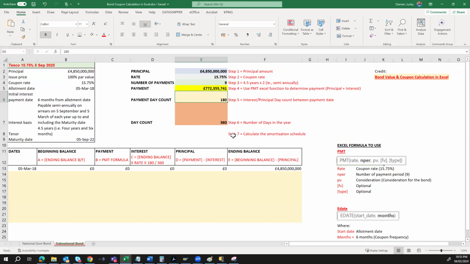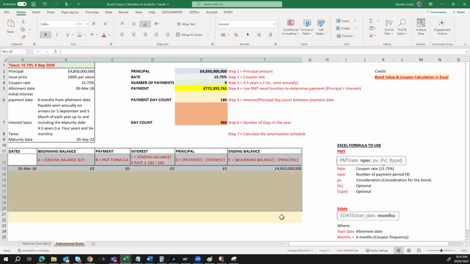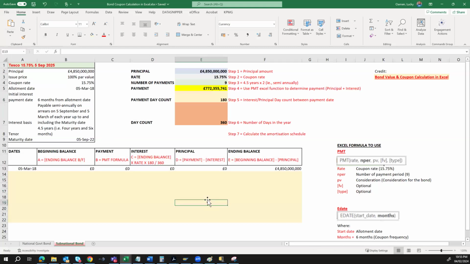Step 7 will be to then calculate our bond amortization schedule, which is what we have here. So I produced a shell to help us calculate the bond amortization period amounts, starting with the dates. We said we're going to receive payment for 9 dates. So how do we determine the 5th of September and the 5th of March every year up to maturity? We'll see how to do that. Then for the beginning balance, the formula to use is the ending balance from the previous payment date. Then the payment amount is from our PMT.